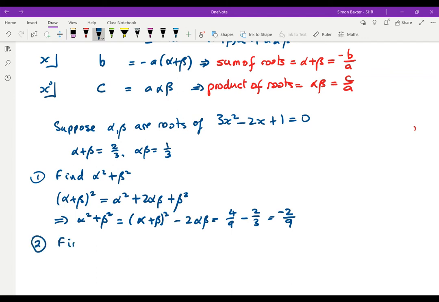Okay, this time let's find alpha cubed plus beta cubed. Again, pause the video. You've got a similar idea to work this one out, so pause the video now and try and work it out.